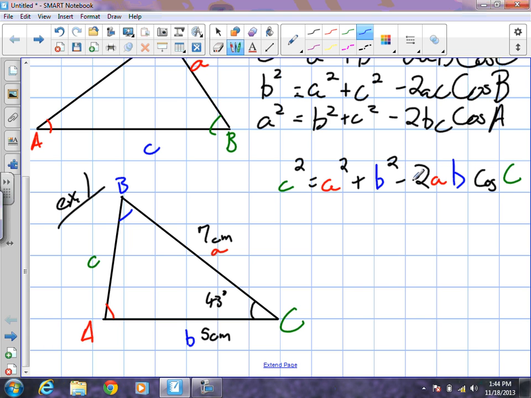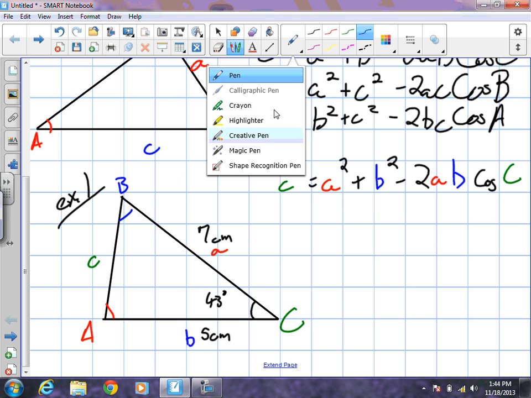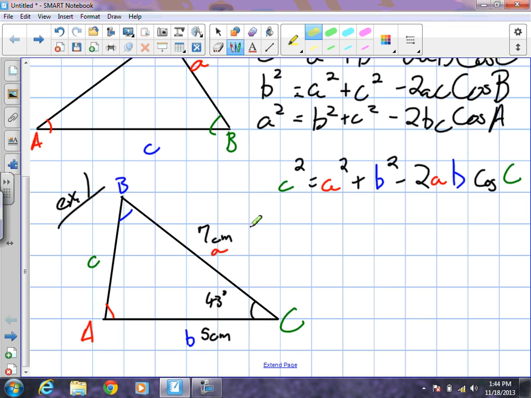From here, I'm going to plug in all of the information. Our side A is 7, so I'm going to replace both of the A's in the formula with the number 7. Our side B is 5, so I'm going to replace both of the B's with the number 5. And the angle C is 43, so I'm going to replace the uppercase C with that specific angle.